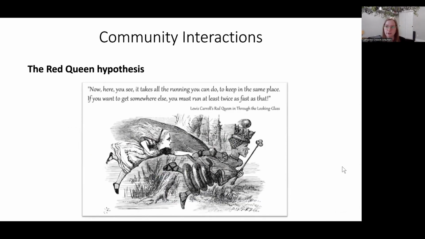We have another term for this. It's called the Red Queen hypothesis. The Red Queen was a character in Lewis Carroll's Through the Looking Glass book, and it's because of this quote. So go ahead and read that quote. The idea being you have to constantly change or your predator is going to catch up with you, and your predator has to constantly change or it will be left behind by the prey.